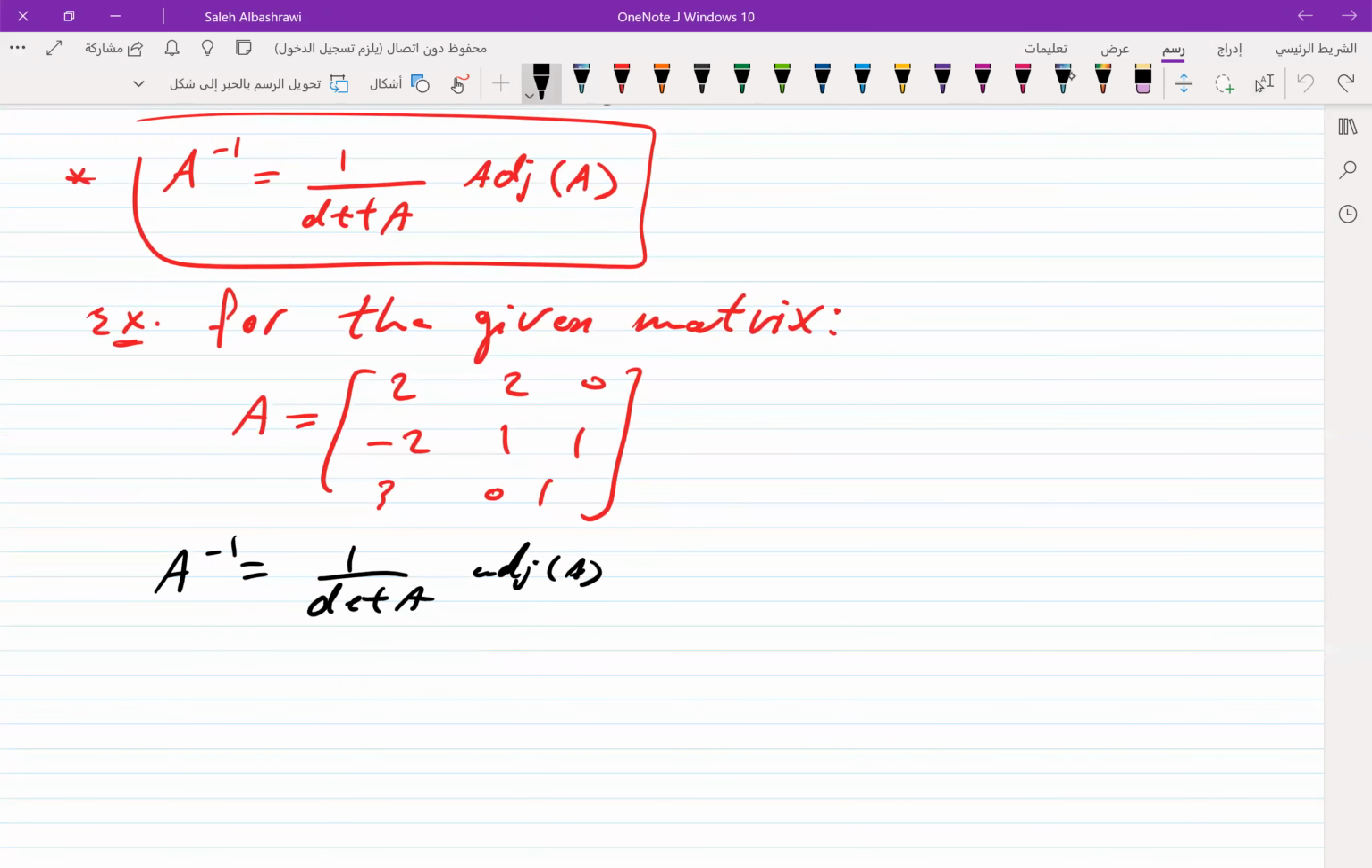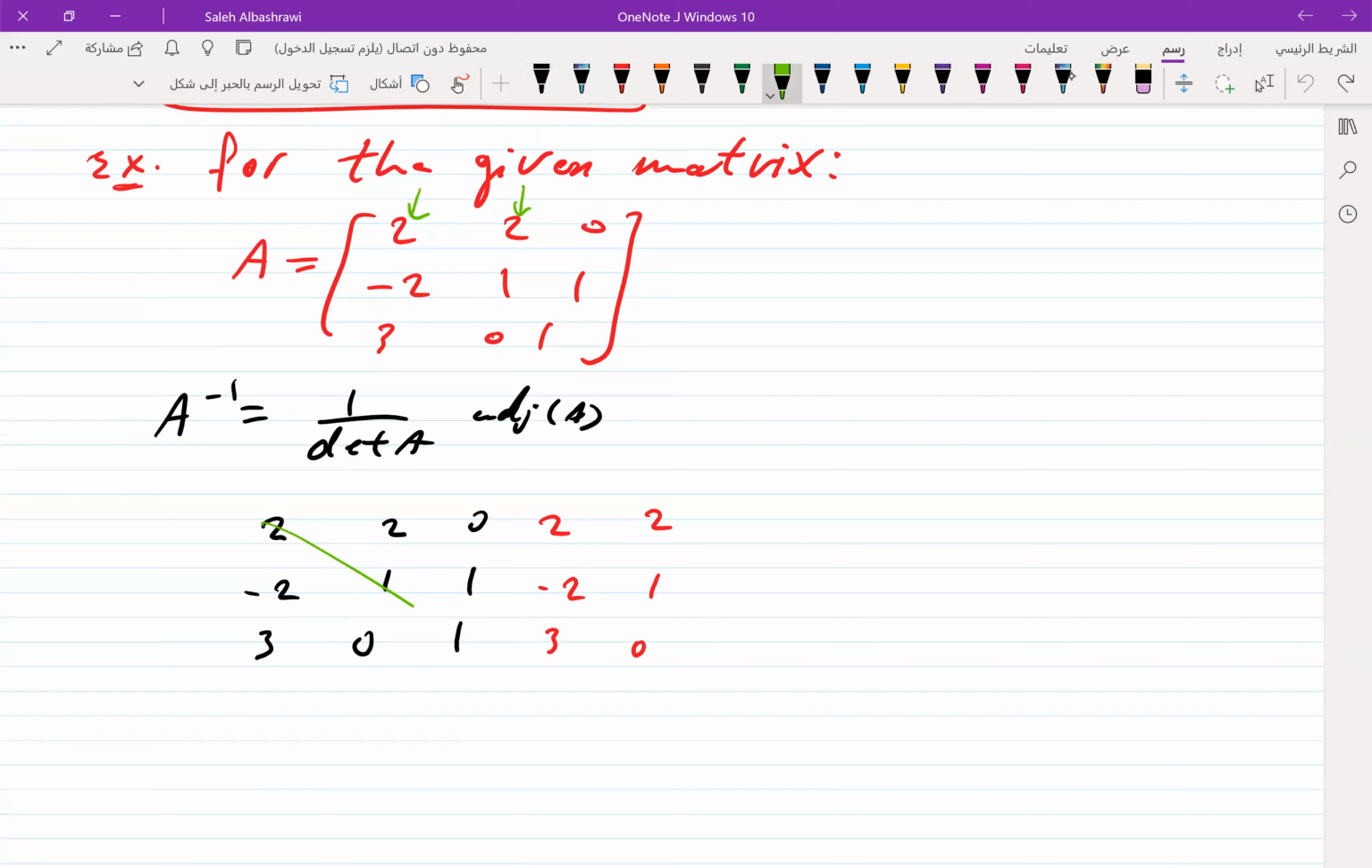To find the determinant, this is 3 by 3. All I need is to duplicate the first and second column. Let's write it down. I have 2, minus 2, and 3; 2, 1, 0; 0, 1, 1. One way to find the determinant is just to duplicate the first column, and in this direction it is positive.